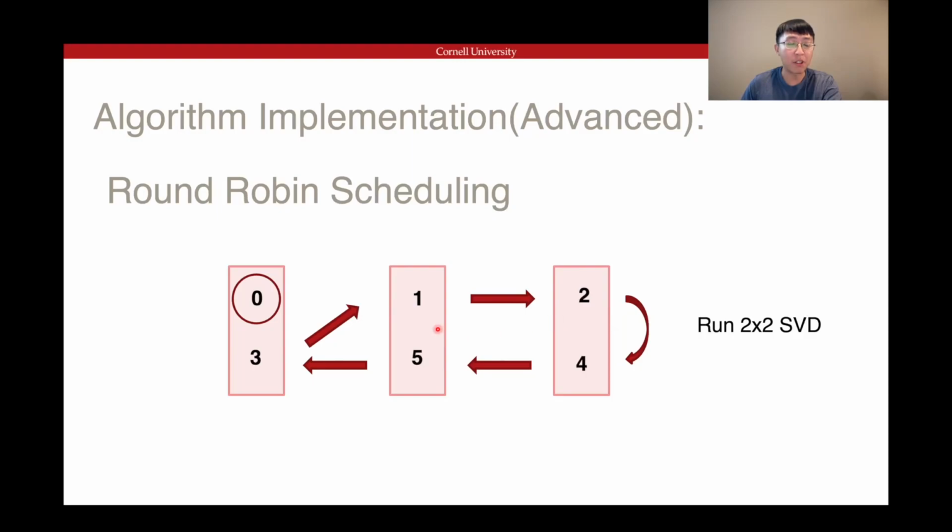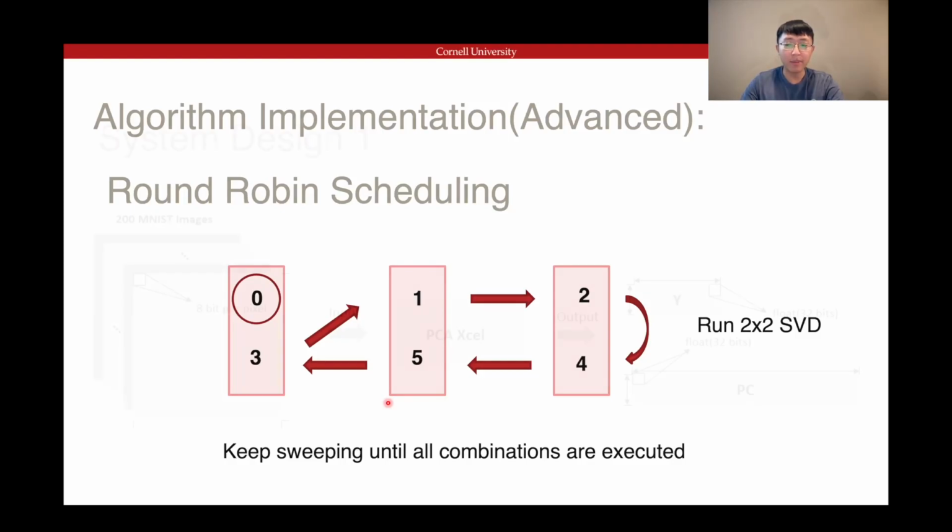This animation shows. So now we need to execute the SVD again, until every combination has been executed, and we will finish a sweep of this SVD. By this method, we can achieve a higher parallelism and a higher speedup.